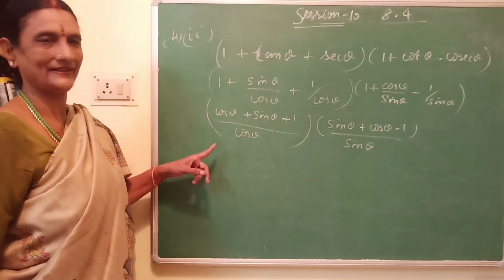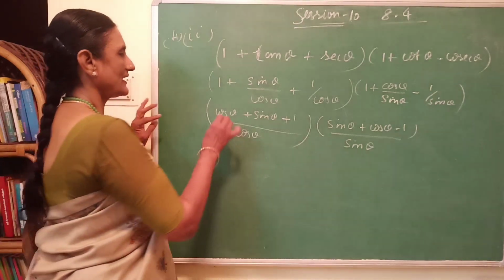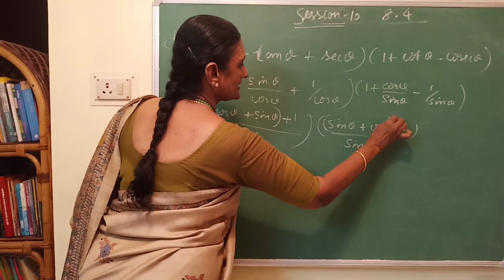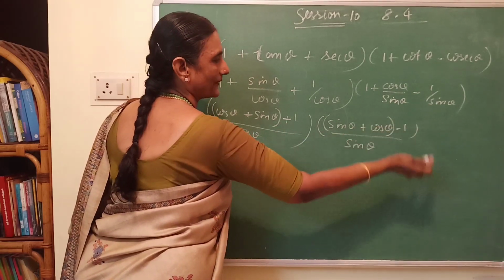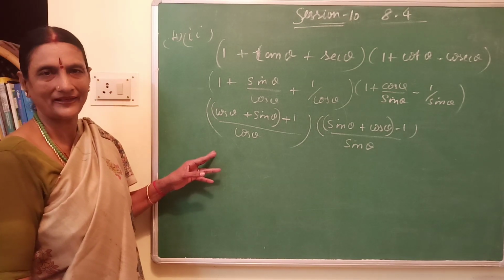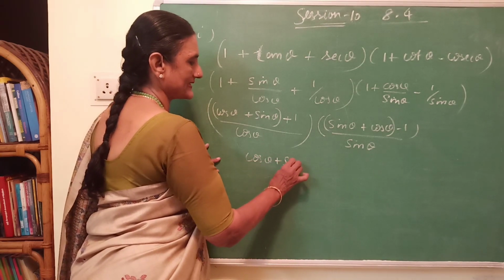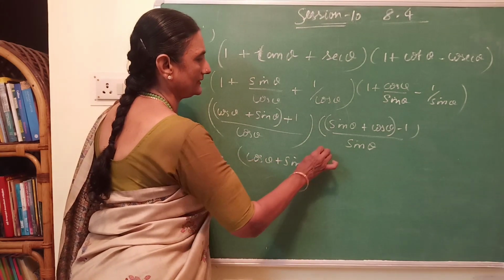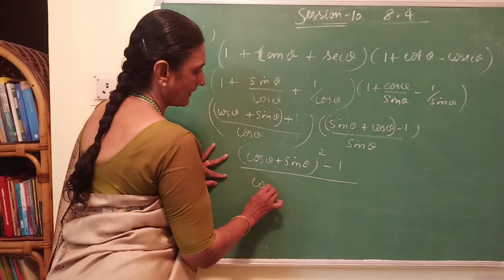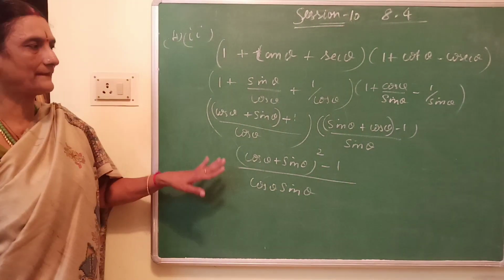Now if you look at this, these two numerators follow a pattern. What is that pattern? It is cos theta plus sin theta and sin theta plus cos theta, here plus 1, there minus 1. They follow the pattern of a plus b into a minus b. Therefore, I can rewrite this as cos theta plus sin theta the whole square, and then here it is minus 1 divided by cos theta sin theta. So this is the pattern.